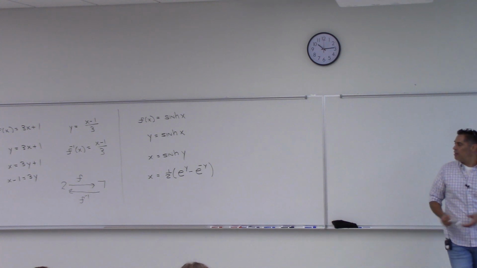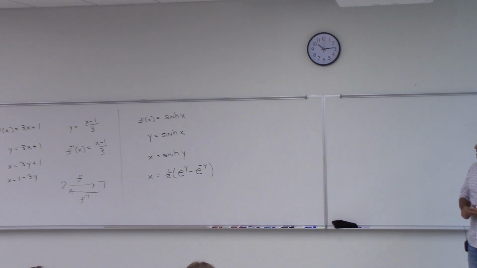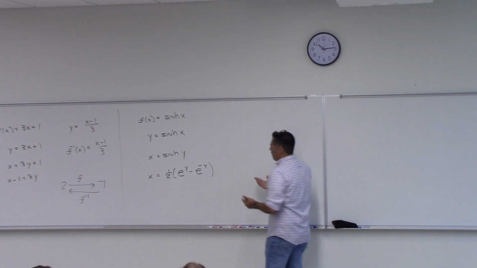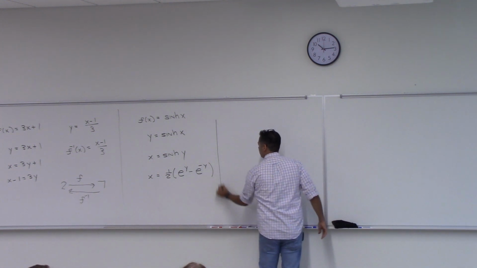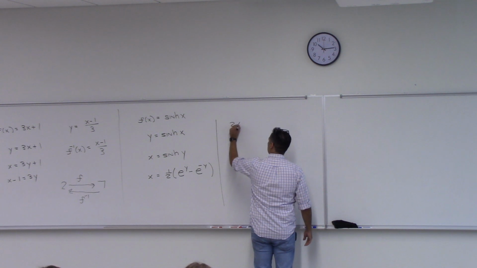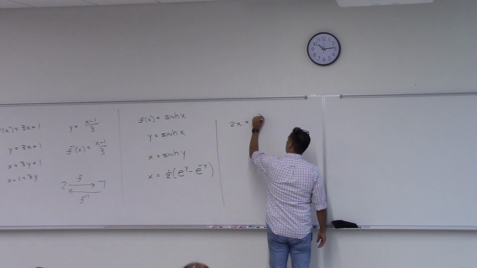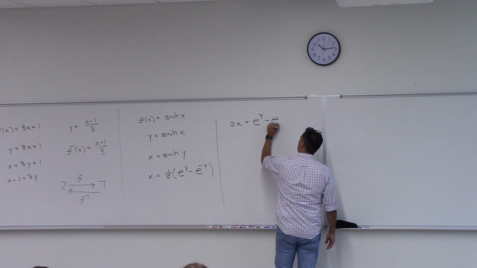So, all right, I'm trying to get y by itself. So first thing I'm going to do is multiply both sides by 2, just to clear out the fraction. 2x equals e to the y minus e to the negative y.